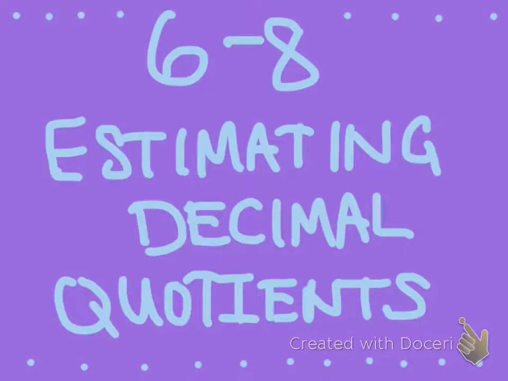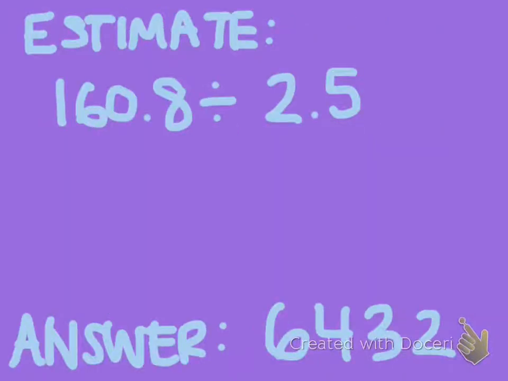In 6-8, we're going to keep estimating, but this time we're doing it with dividing. For the first example, it asks us to estimate 160 and 8/10 divided by 2 and 5/10. And at the bottom they give us the digits that are in the real answer, and we have to place the decimal in that answer.